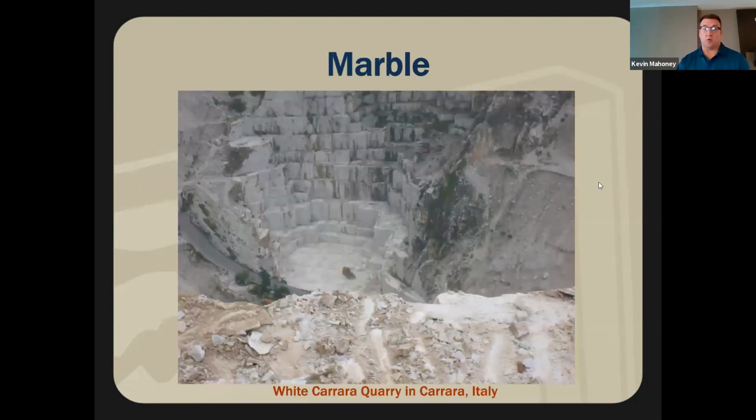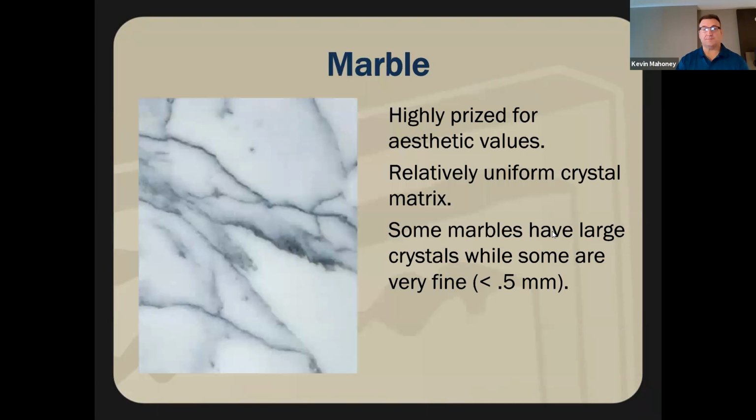Here's a marble quarry, a white Carrara marble. White Carrara is one of the easiest marbles to work with, and we'll talk a little bit about that later on in the presentation. It's a very deep quarry, probably the most famous named marble, white Carrara. Highly prized for its steady values, relatively uniform in crystal.